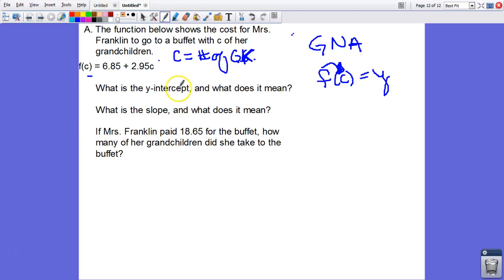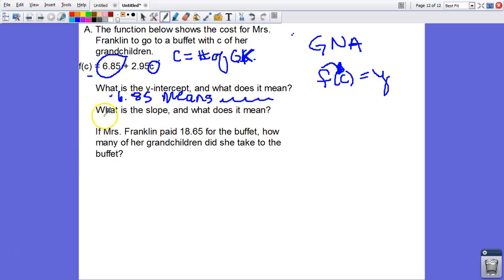What is the y-intercept and what does it mean? Well, we can see that in the equation, right? It's right here, 6.85. So what does that mean in the situation? Well, I guess that would mean she's taking 0 grandkids, right? So 6.85 means that's the amount of money for just herself, right? And you need to write that down. That would be the W, the written part. 6.85 means, and then finish that sentence. How much to eat by herself?